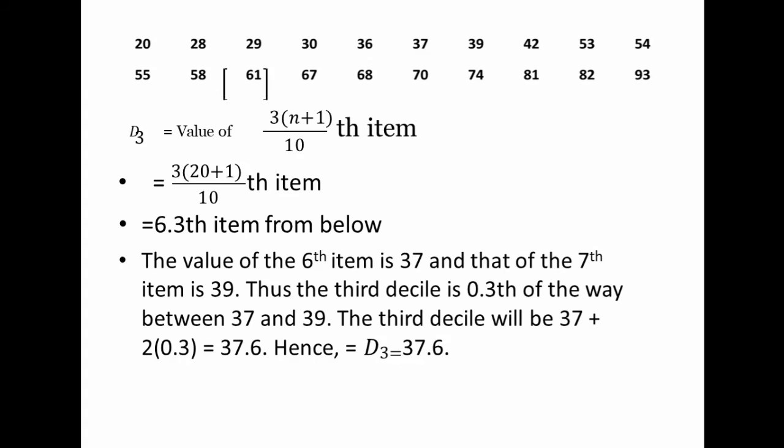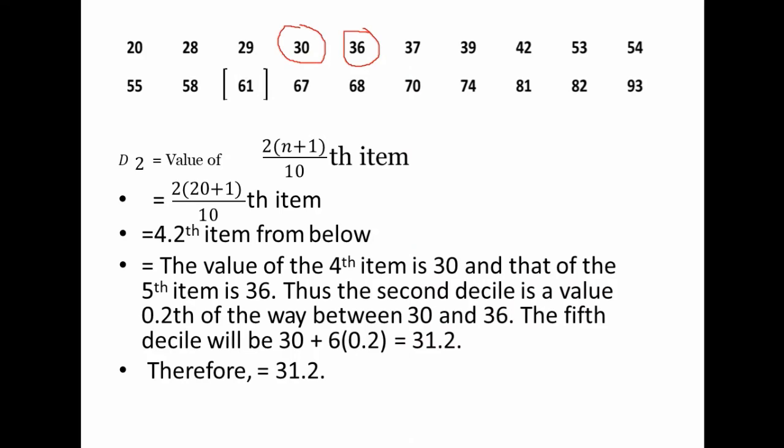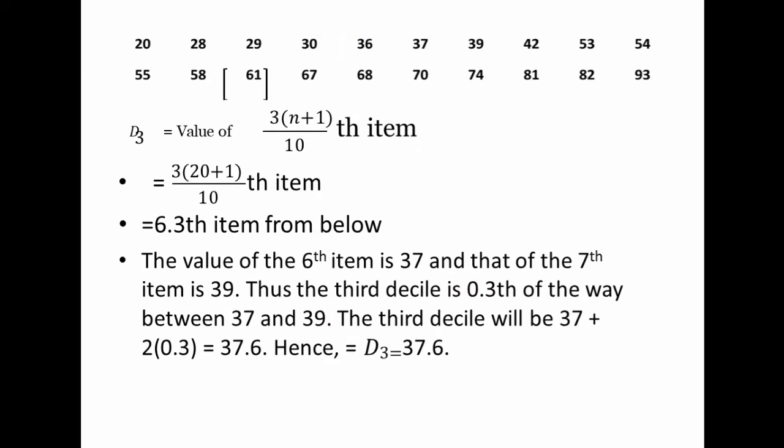Now decile number 3, D3. In this example we need the second, third and seventh decile. For the third decile, the position is 3 into (n plus 1) by 10, which is 3 into 20 plus 1 by 10, 6.3. So the value of the sixth item, you see over here, 1, 2, 3, 4, 5, 6. The value of the sixth item is 37 and the value of the seventh item is 39.